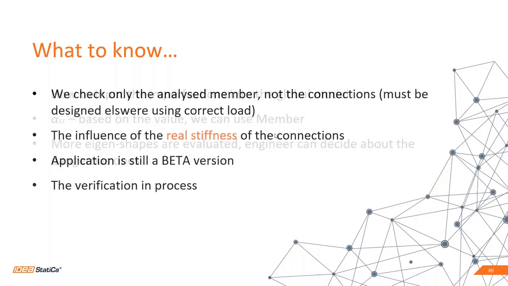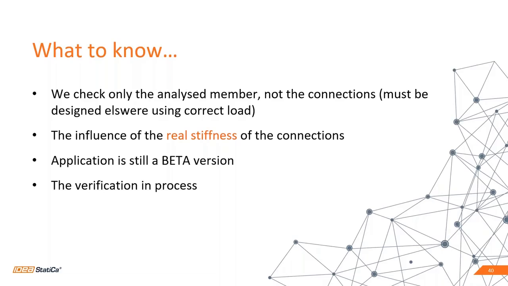and the engineer can decide which shape is the dangerous one, and he can also put imperfections on that. What is also important to mention is that we check the analyzed member as a whole, and we do not check the connections. The connections must be designed and checked somewhere else, probably in IDEA StatiCa Connection, or you can use some other tool for that. But you have to input the correct load for the check of the connection, and it could be different, maybe a different combination of load than you would use for the member check.